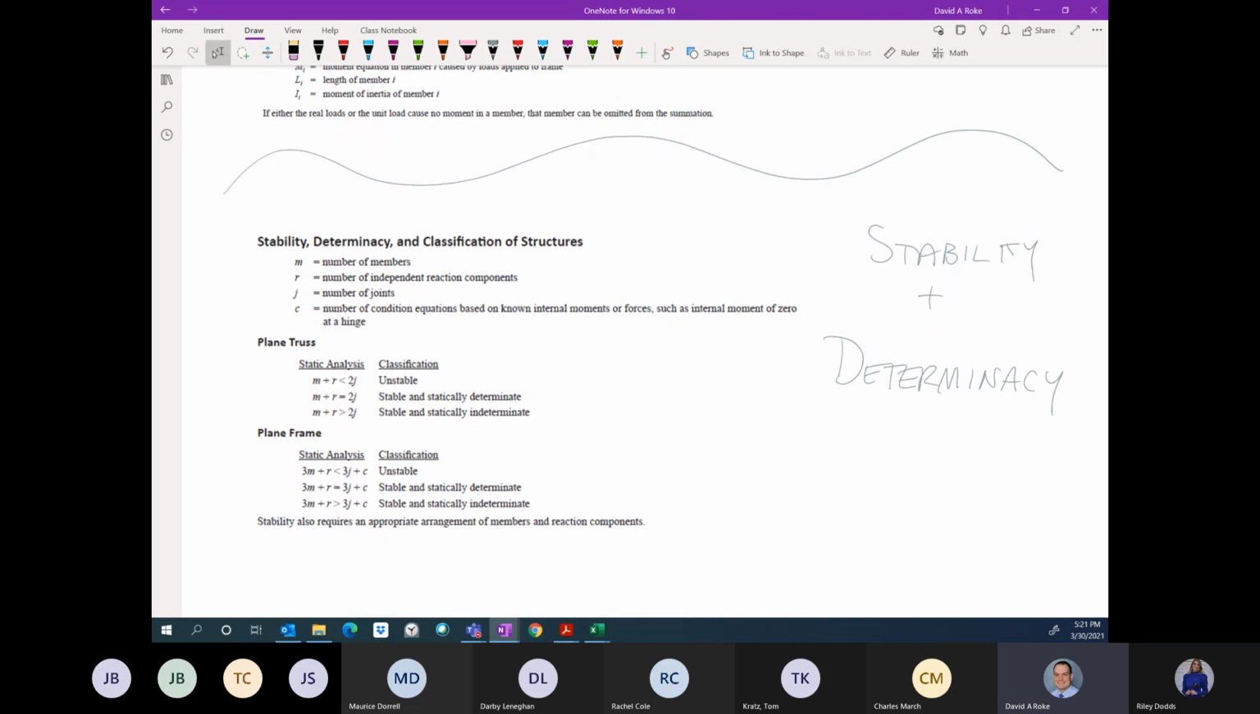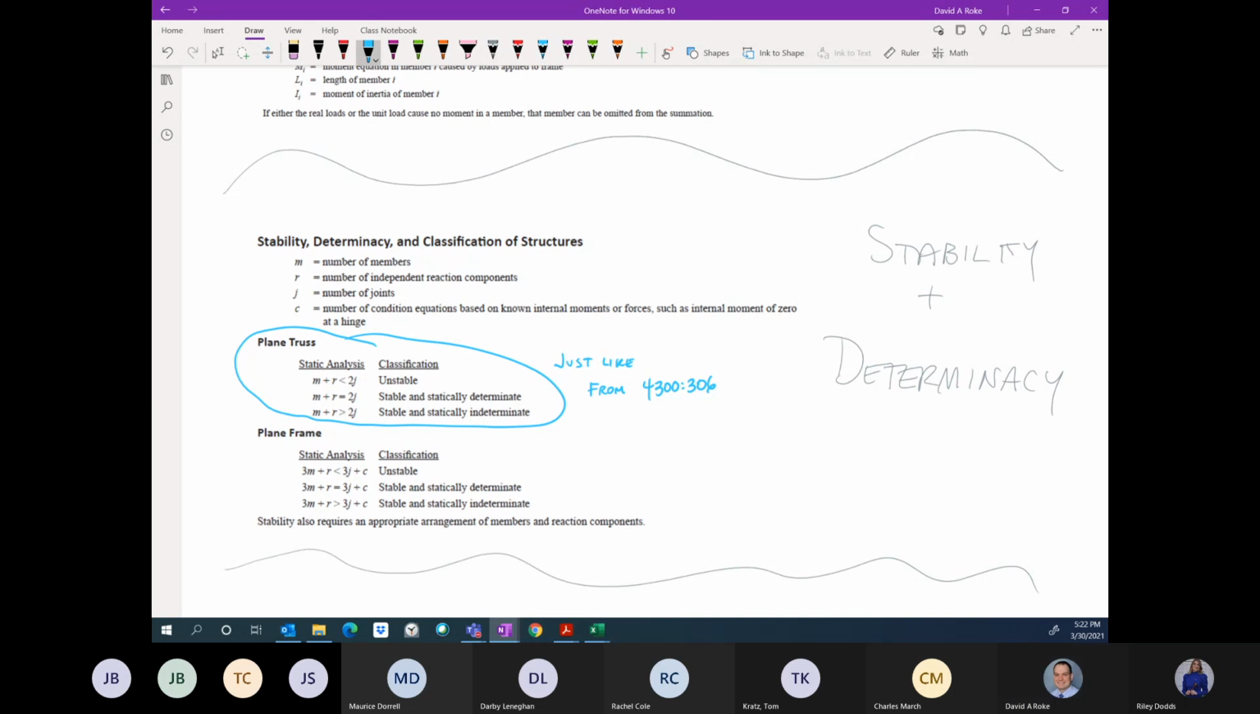It uses a set of equations we're familiar with and a set of equations we're not familiar with necessarily. So for our plane truss, these equations are just like the ones we used from 4300 306. I believe we used B plus R instead of M plus R, but it's the number of members plus the number of reaction forces, and that has to be equal to twice the number of joints to get you a stable and statically determinate truss. And that's because at each joint, when you draw a free body diagram, you have two equations of equilibrium.